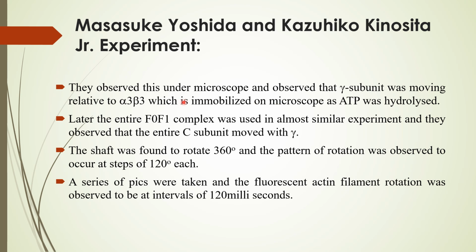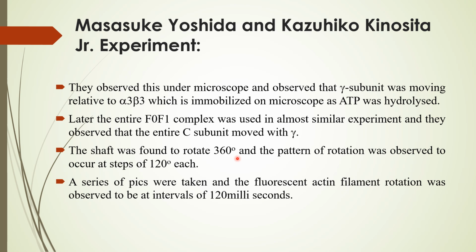In later studies, the F0F1 complex was also used and similar experiments were conducted. And they found that it is not just gamma, even the entire C subunit also moved along with the gamma subunit. And the shaft also was rotating. It was rotating 360 degrees, but the rotation was in a pattern. Like at a jerk, it is 120 degrees at a jerk.